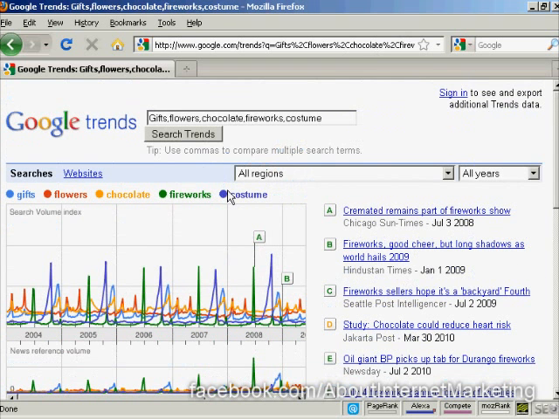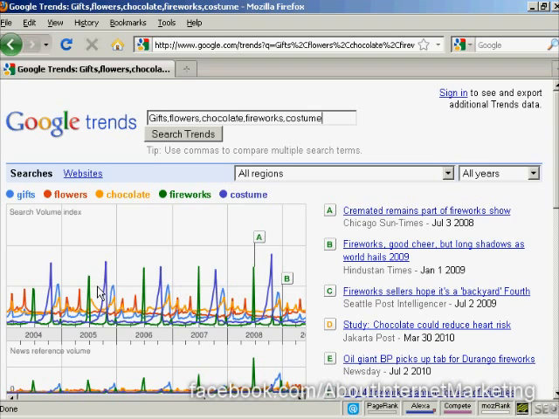Now, finding cyclical patterns in search volume data is very interesting, because it can tell you when you want to start marketing your product or service, when there's going to be a lot of demand. And you can also use Google Trends to search for more than one item at a time, and I'm sort of demonstrating both here. We've got 5 search terms: gifts, flowers, chocolate, fireworks, and costume.